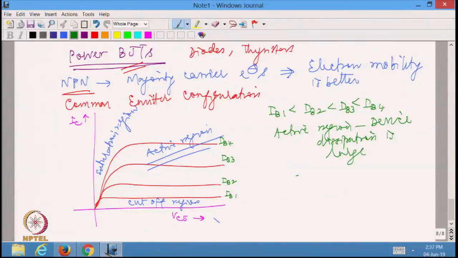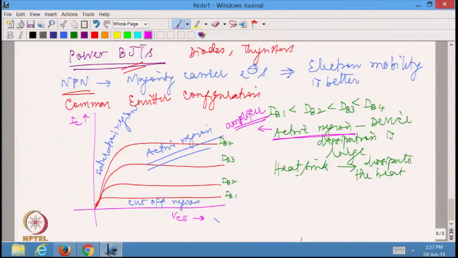If the device dissipation is large, that means I have to have a very large heat sink to dissipate that heat. So, it is not a good idea to operate this in the active region. If I want a big heat sink, then it is going to increase the weight of the converter also. So, normally this active region is only used when the transistor is used as an amplifier, which is normally an analog electronic circuit application.